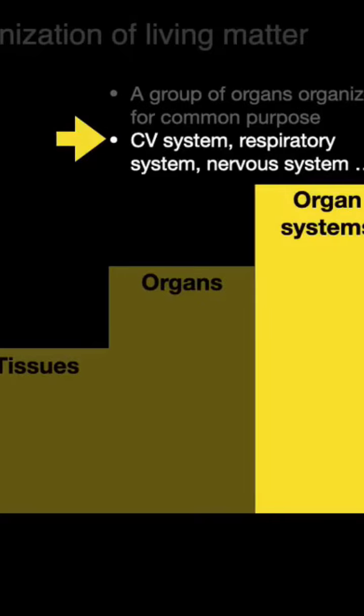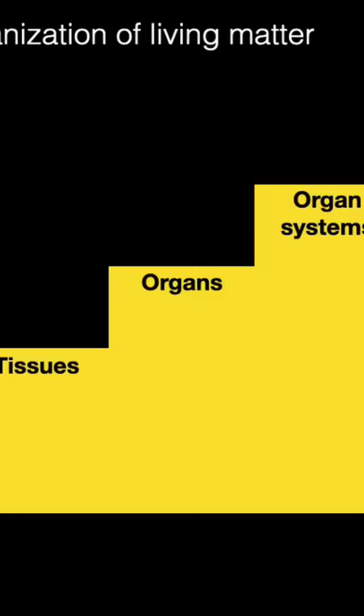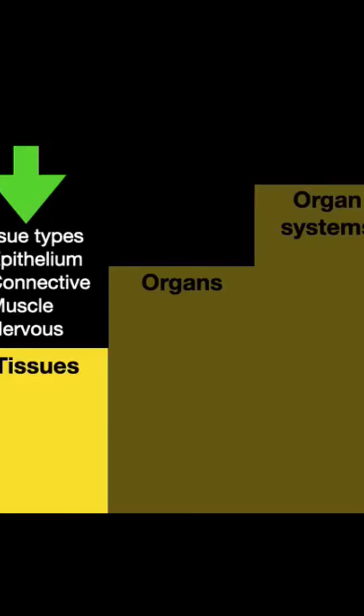You put all those organ systems together, what do you get? You get an organism. You get you. Okay? So there is this hierarchical organization of living matter. Now, that is histology, the study of tissues, the study of epithelium, connective, muscle, and nervous. That's what we're going to focus on.